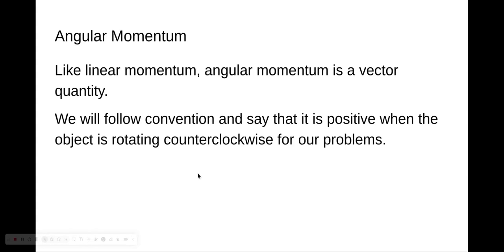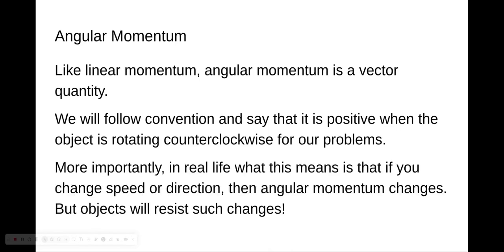But anyway, we're going to follow convention and say that if it's spinning in a counterclockwise motion, we're going to call that positive, and if it's clockwise, we're going to call that negative. The most important thing is that in real life, if you have an object that's spinning, it's got this angular momentum, the tendency to keep going at a constant speed. And if you change its direction, if you change its angular speed, then you're changing its angular momentum. But objects are going to resist those changes.